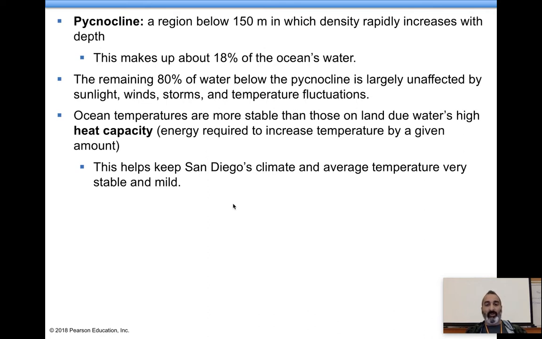So San Diego generally has a moderate climate all year because one of the reasons is that large body of water near us and its ability to retain heat very well, or it has a very high heat capacity. Okay, so that means it takes a lot of energy to change the temperature of water. So even when it's 100 degrees out, that's not enough energy to change the temperature of the water very much.